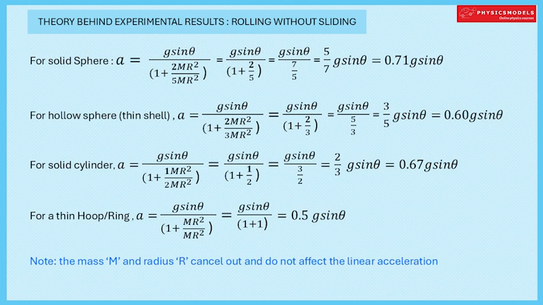Therefore, the acceleration a becomes 0.71 g sine theta for a solid sphere, followed by 0.67 g sine theta for a solid cylinder, followed by 0.6 g sine theta for a hollow sphere, and lastly, the ring at 0.5 g sine theta. And this acceleration determines which object will reach the bottom of the incline first, as seen in our experiment.